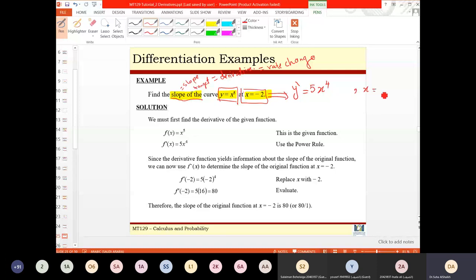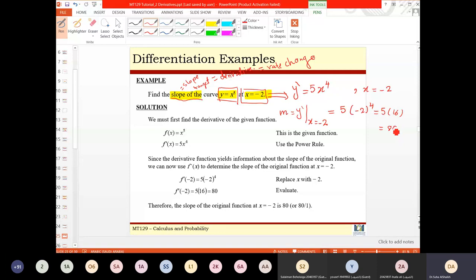They give me the x is equal to -2. So if I want the slope, if I want the m, it's nothing but y dash when we change the x with -2. ماشي? So this means 5, x is -2 to the power 4 equal to 16. So this is 5 times 16 equal to 80, and this answers the question.